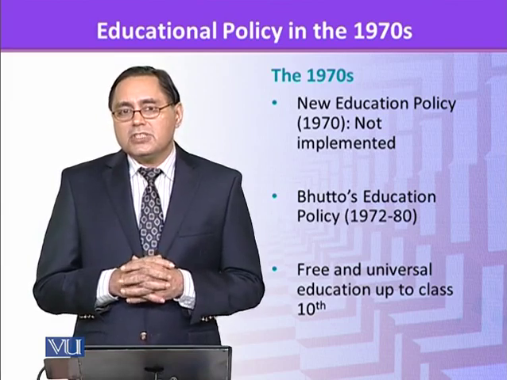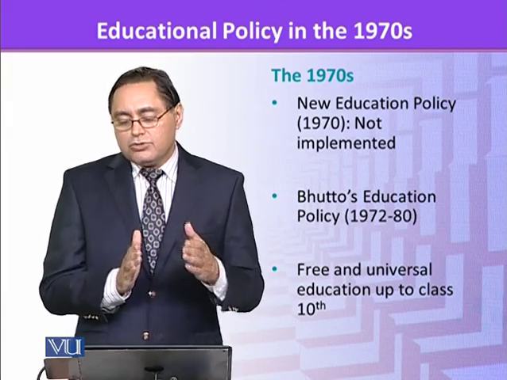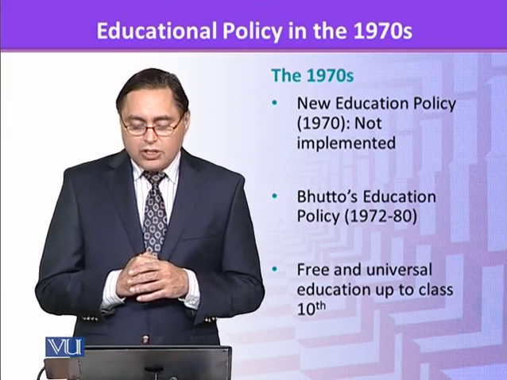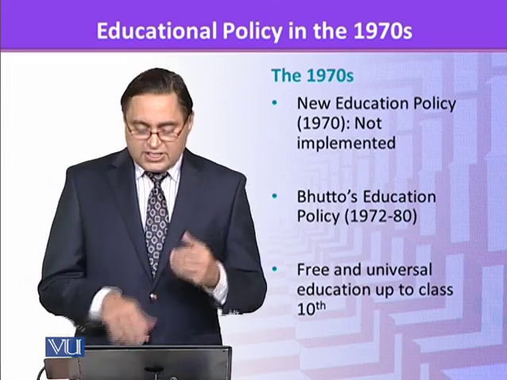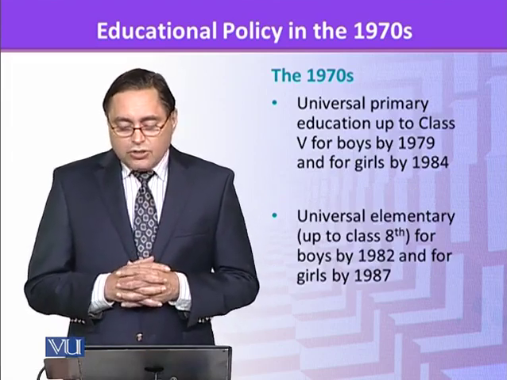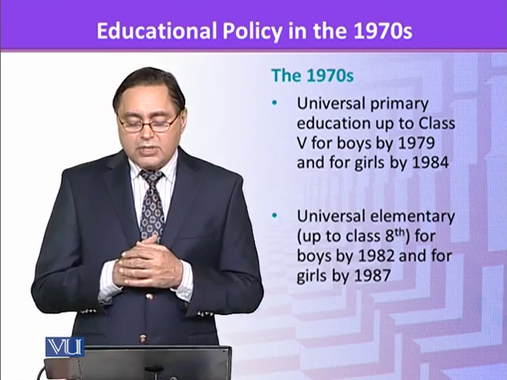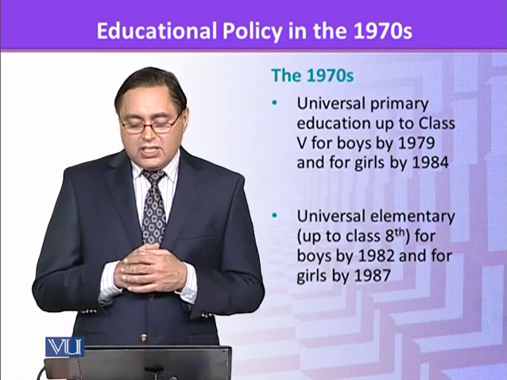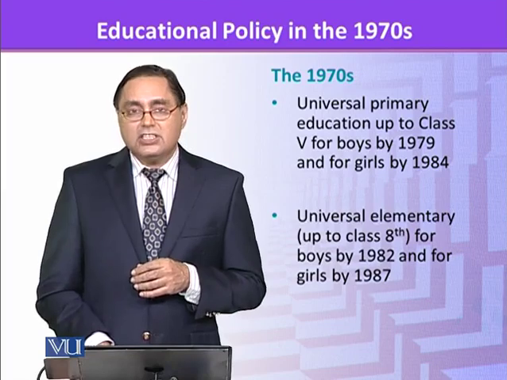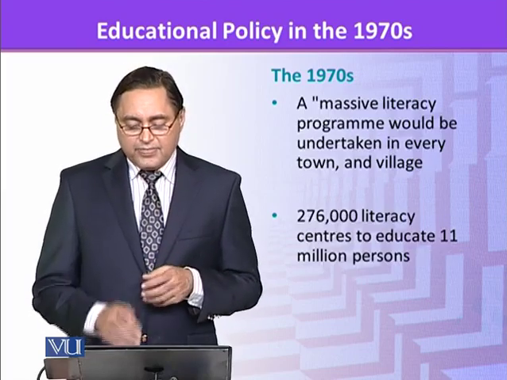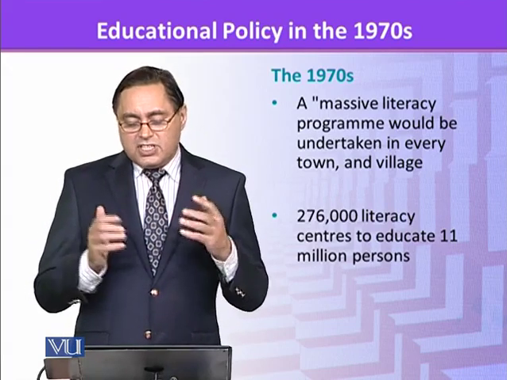Bhutto's education policy came out in 1972, and it looked at the period from 1972 to 1980, so 8 years. It increased free and universal education from class 8 to class 10. It thought that there would be universal primary education for boys by 1979 and for girls by 1984. And for class 8, the years were 1982 and 1987. It called for a massive literacy program in every village, in every town.